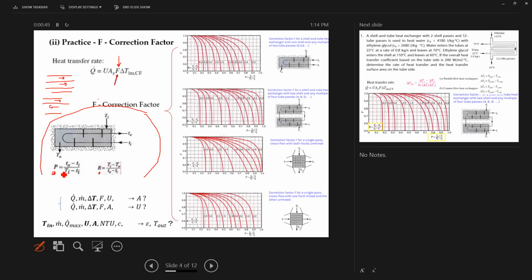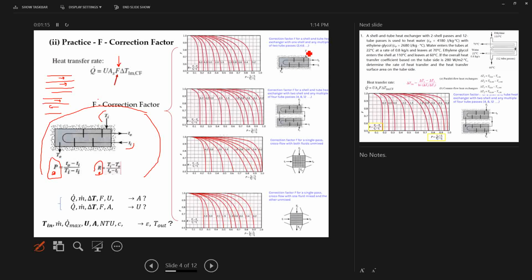So you just calculate the constant P according to the inner tube outlet temperature minus inlet temperature, and the shell inlet temperature minus the tube inlet temperature. So as long as you follow strictly according to the inner tube and the shell, and which is the inlet and which is outlet, you will have the values of P and R.